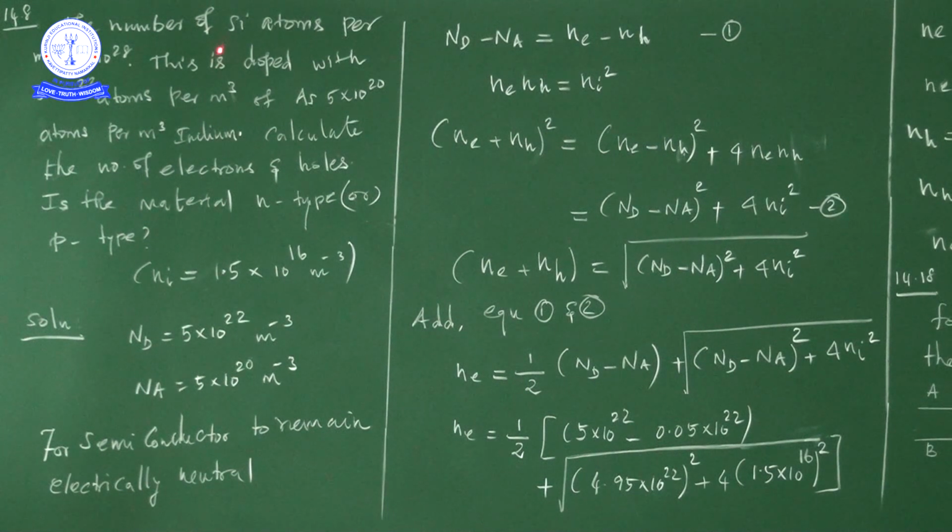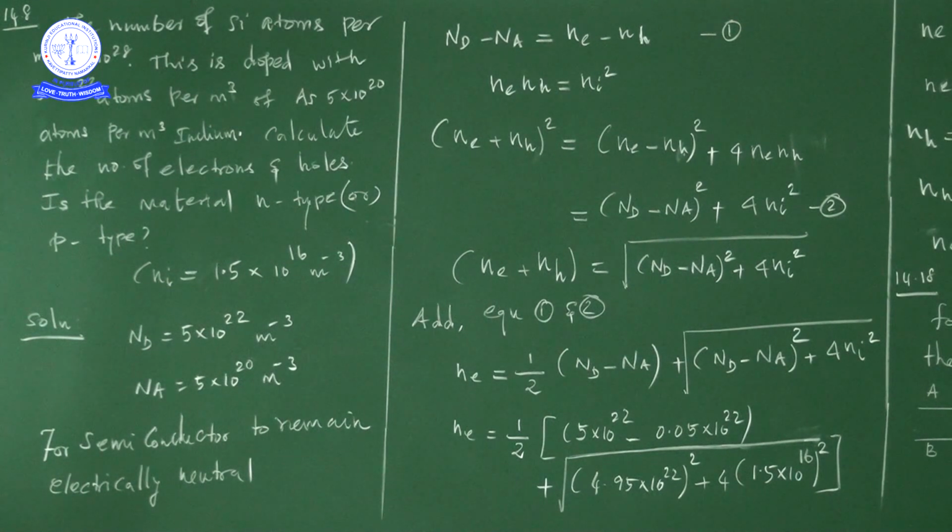Initially you take the silicon atom having 5 into 10 power of 28 atoms per unit volume, then it is doped with arsenic of 5 into 10 power of 22 atoms per unit volume, then indium per unit volume. Indium is a trivalent atom. Trivalent atoms are those having 3 electrons in the outermost orbital. Then calculate the number of electrons and the number of holes, and whether the material is n-type or p-type, because you are doping with arsenic and indium both. Initially you take silicon, then dope with arsenic, then with indium. Arsenic is pentavalent, indium is trivalent.